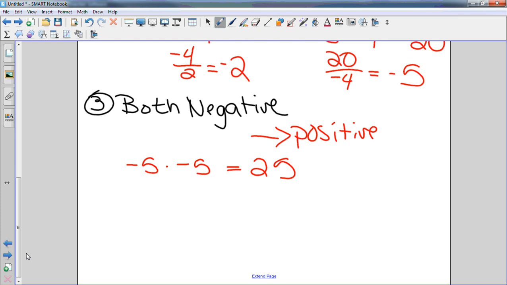So what about negative 30 divided by negative 6? Well, what's 30 divided by 6? 5. A negative divided by a negative is positive. So this is going to be positive 5. If I had negative 30 divided by positive 6, it would be negative 5. But since they're both negative, my answer has to be positive. Okay? Questions?